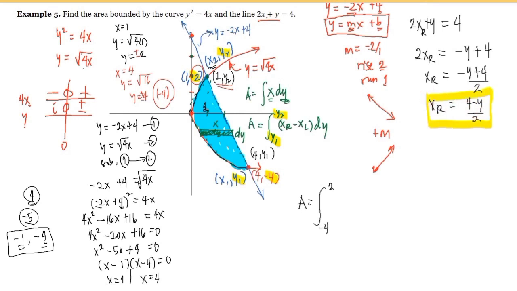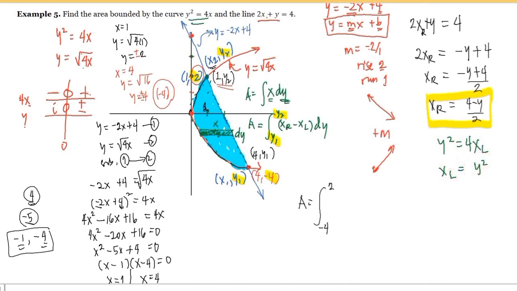And our x to the left, ito yung isang equation. Y squared is equal to 4x to the left. So, our x to the left is equal to y squared over 4. No? So, ito naman yung ating x to the left. So, kung ilalagay na natin doon sa equation natin, x to the right, so that is 4 minus y over 2 minus yung x to the left natin is y squared over 4. No? And this is dy.